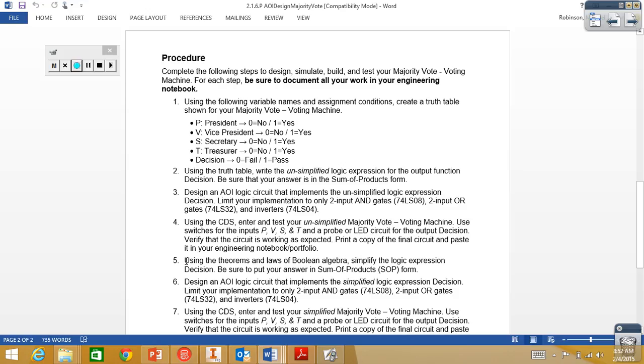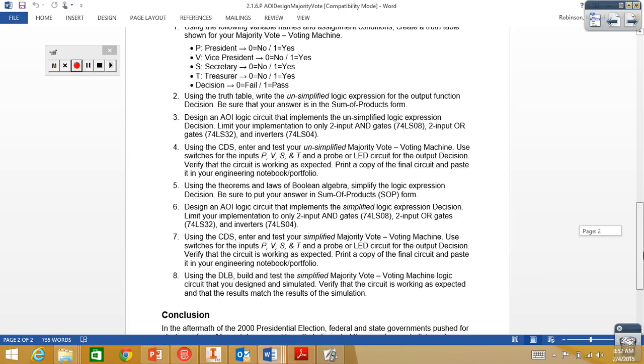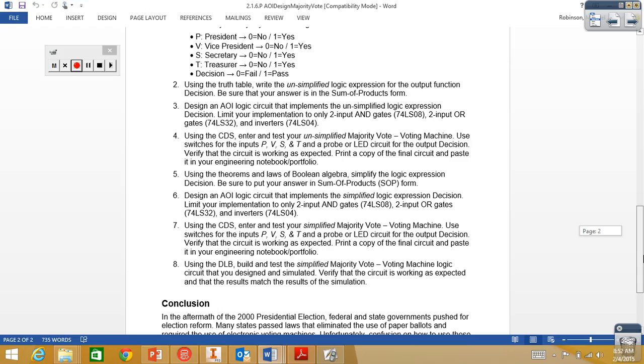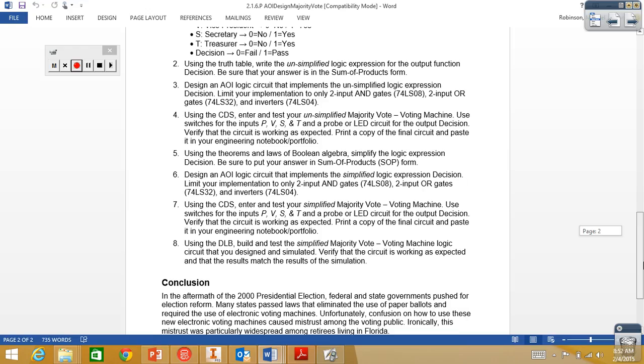Then you're going to use your theorems, De Morgan and Boolean algebra, to simplify the logic expression and put it in sum of products format. After that, number 6 says you're going to design an AOI circuit that implements the simplified logic expression design, and limit your implementation to 2 input AND gates, 2 input OR gates, and inverters.